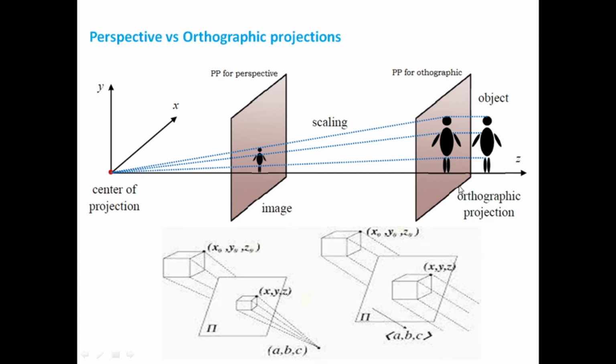That means in the orthographic projection, the projection rays are parallel to the x-axis, but in the perspective projection, the projection rays are approaching towards the origin with decreasing inclination. That means the object will be scaled down in the image plane, but here the object will appear as it was in the real scene. The same thing has also been depicted. This is the perspective projection view and this is my orthographic projection view.